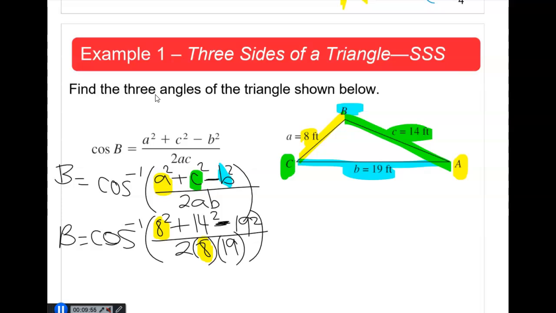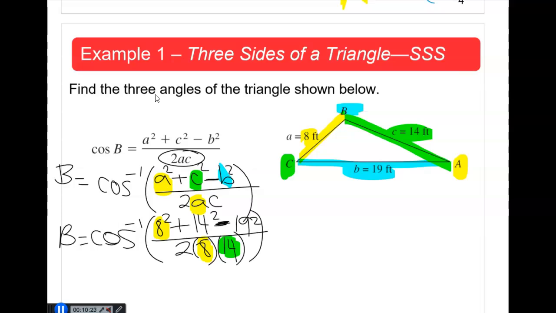And actually, this is wrong. It shouldn't be 19. I need b. And no, I wrote the formula wrong, actually. The formula should have C over here, just like it does there. So be careful with that, don't do what I did. And so side C is actually 14.